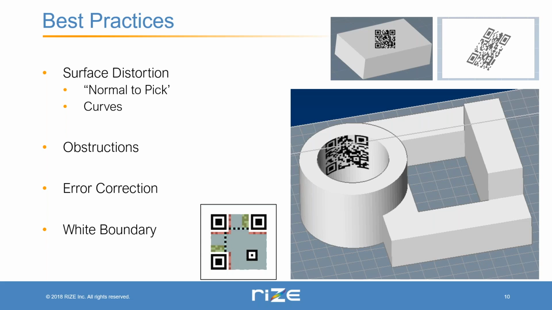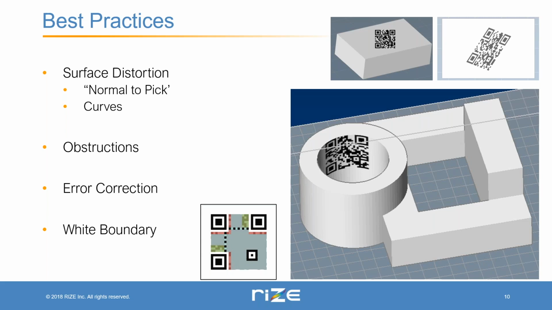And what this does is it lets you select a surface and the camera view will orient itself to face that surface directly. Another issue to avoid is obstruction of the QR code. The code shown in the model was applied to an inside surface. This will make it harder to read the code because it can only be viewed from an angle rather than straight on.